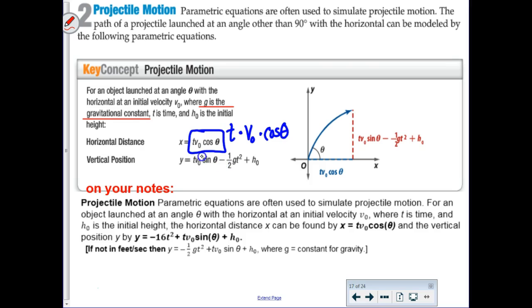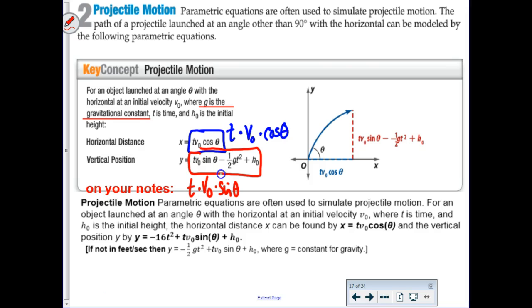Now the vertical position, the vertical distance, also incorporates some real-life stuff here. So that t shows up again, time, times your initial velocity, times the sine of the angle. And then they rearrange the formula. If you don't mind, I'm going to throw the -1/2 g t squared thing in front. Can we talk for a moment about what g stands for?